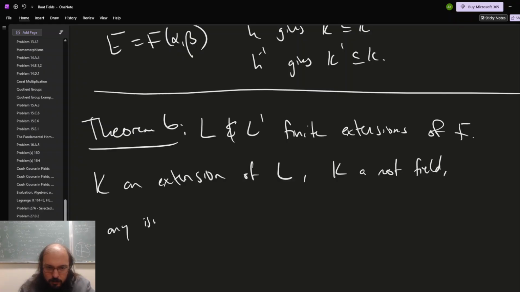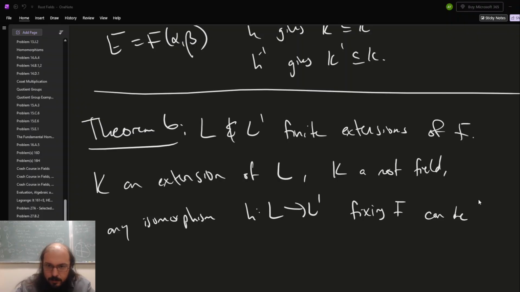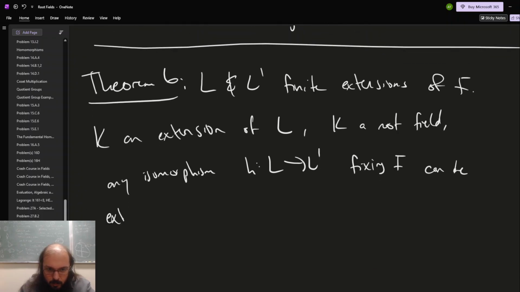any isomorphism L to L prime fixing F can be extended to an isomorphism, if we'll use the fancy h with the overline, K to K.